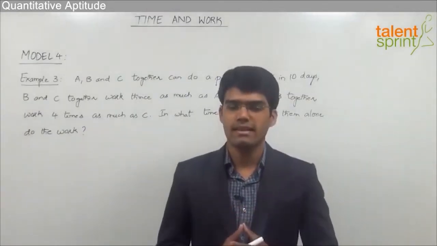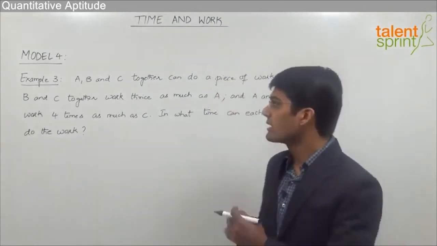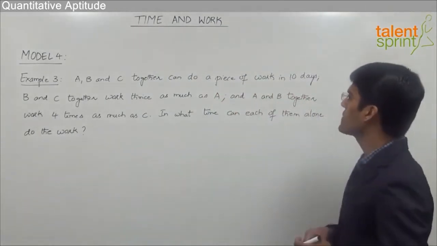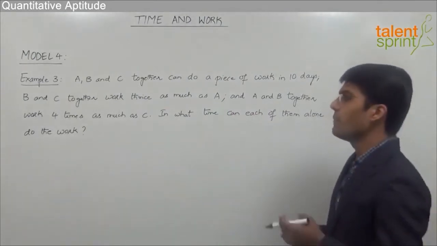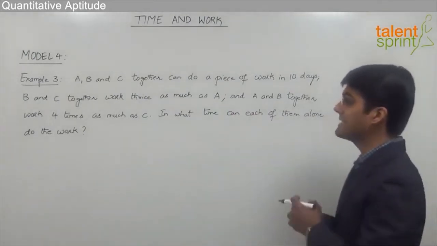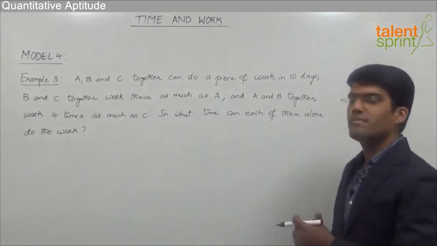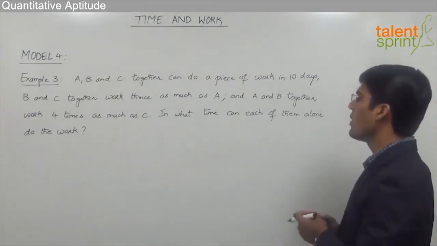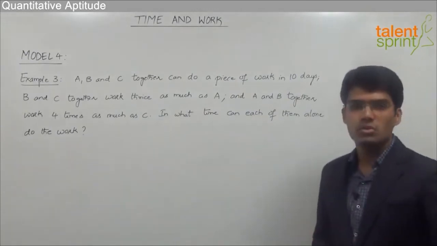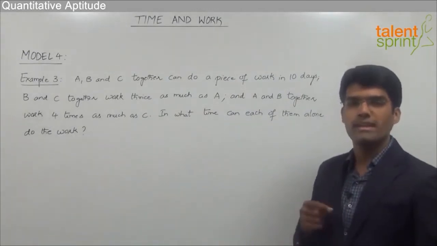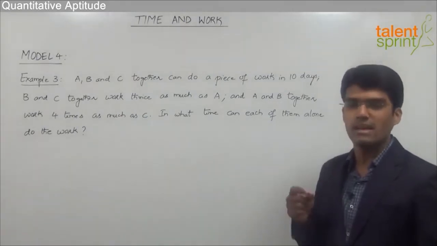Let us now take the third example from model 4. The question here is: A, B and C together can do a piece of work in 10 days. B and C together work thrice as much as A, and A and B together work 4 times as much as C. So in what time can each of them alone do the work? Here we are supposed to find the time required when A alone, B alone and C alone does the same work.